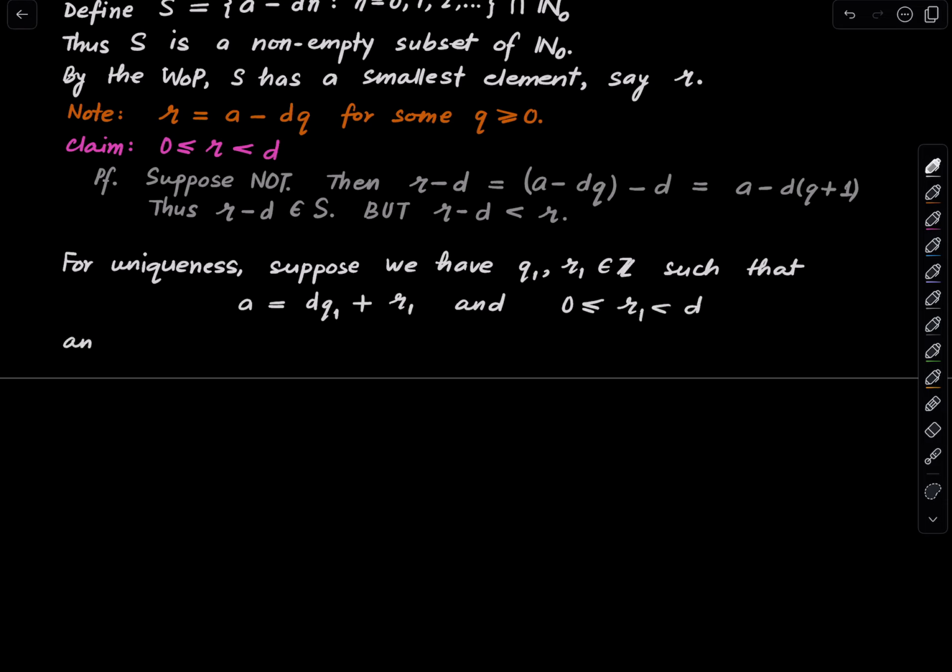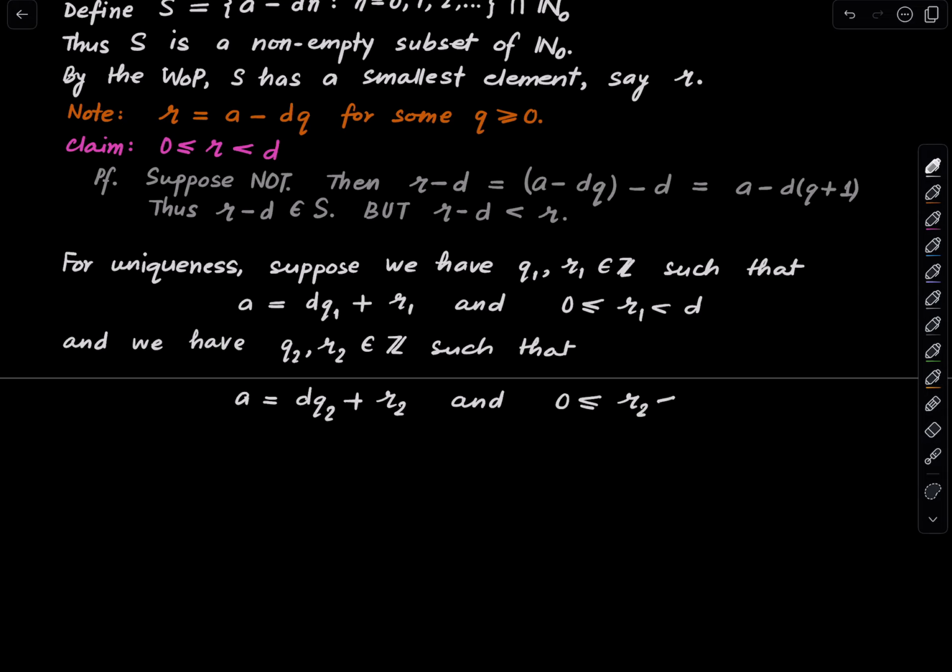And we also have another pair, Q2 and R2, integers such that A is dQ2 plus R2 and R2 is in this range. What uniqueness means is that we want to show that Q1 is equal to Q2 and R1 is equal to R2.